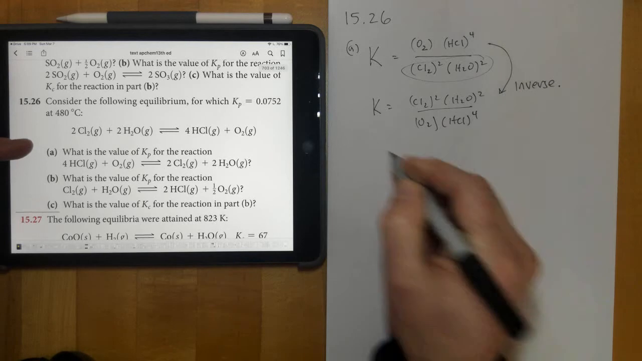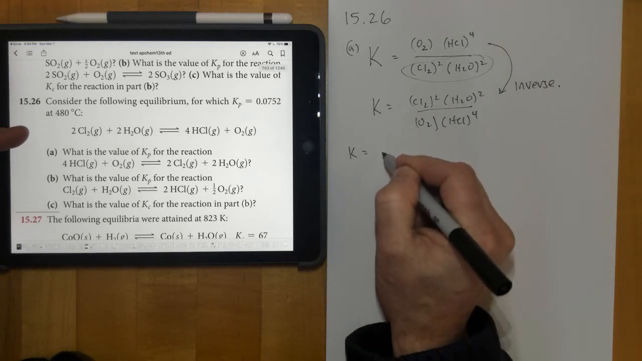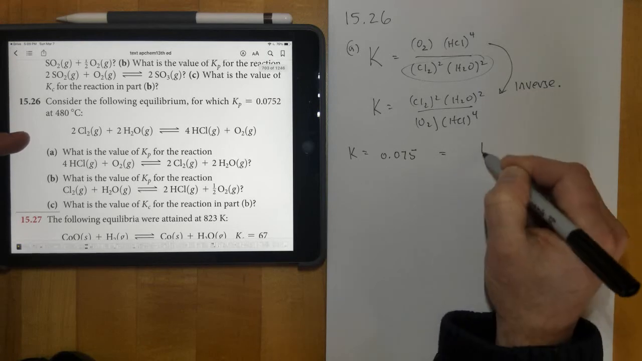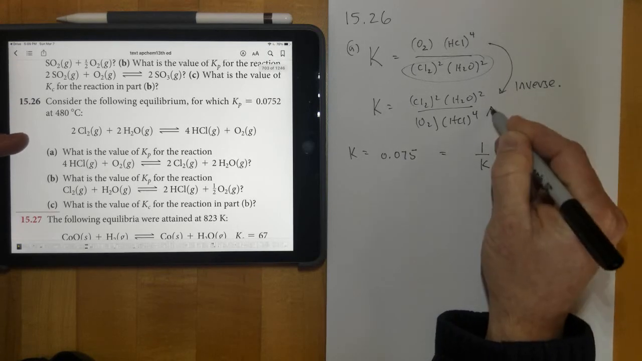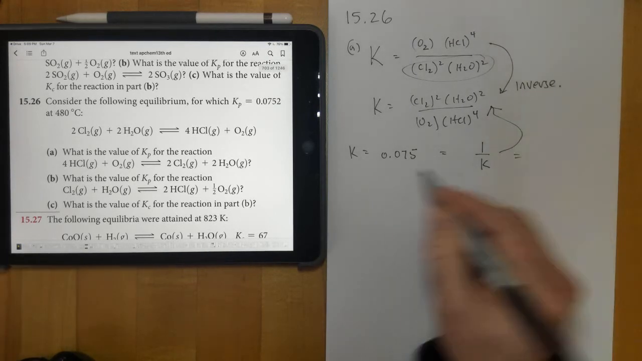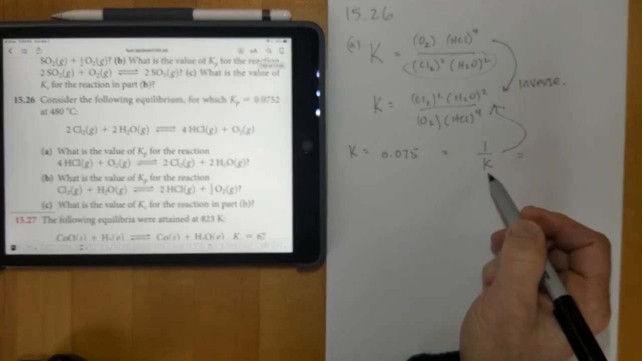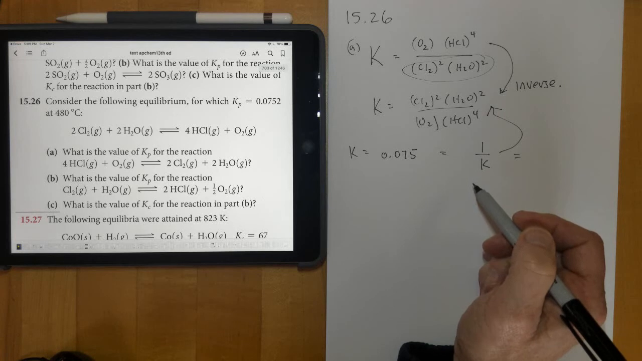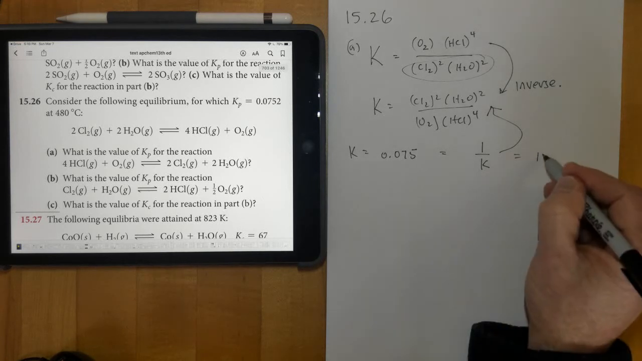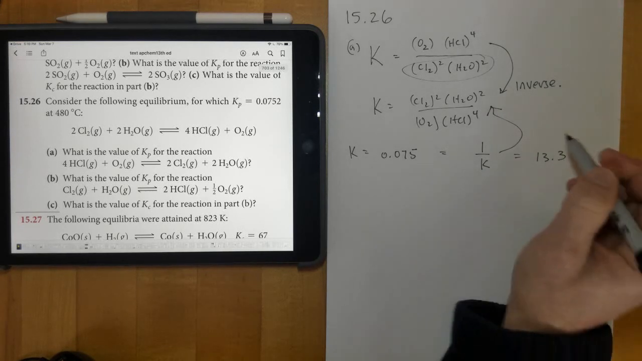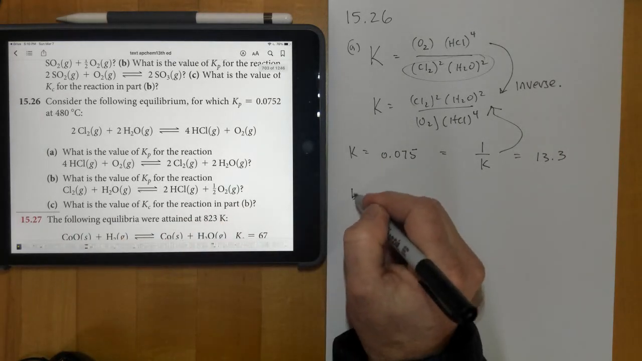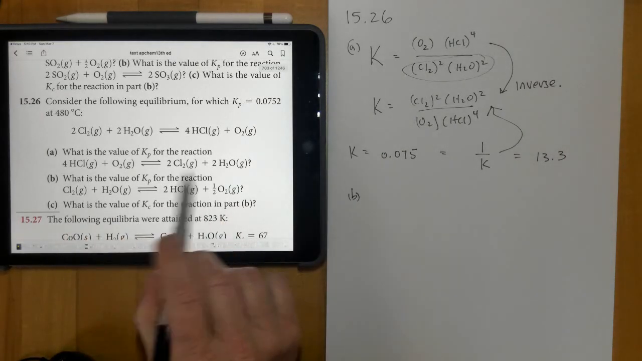And so to find K, what we could just do is take 0.075 and we could find 1 over K for this reaction right here. And so you'd type in 1 over 0.075 into your calculator, and you would end up with 13.3 as the equilibrium constant for this expression right here, letter A, this equation.